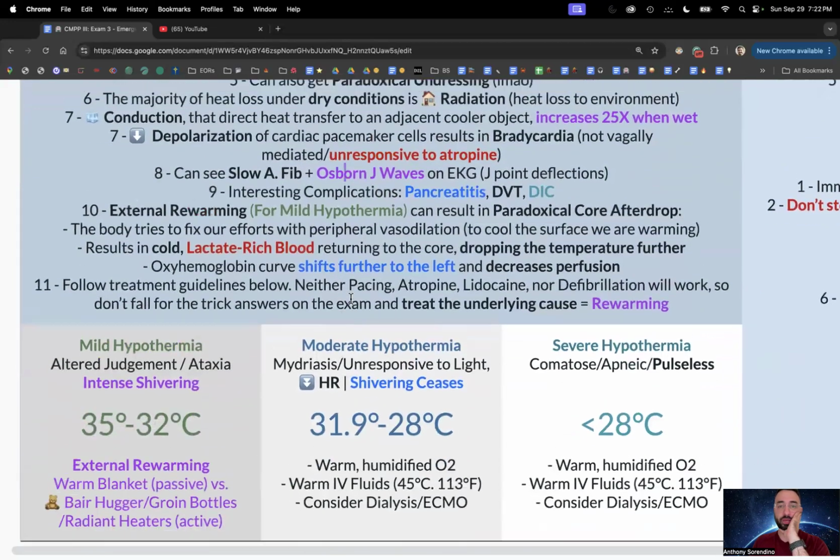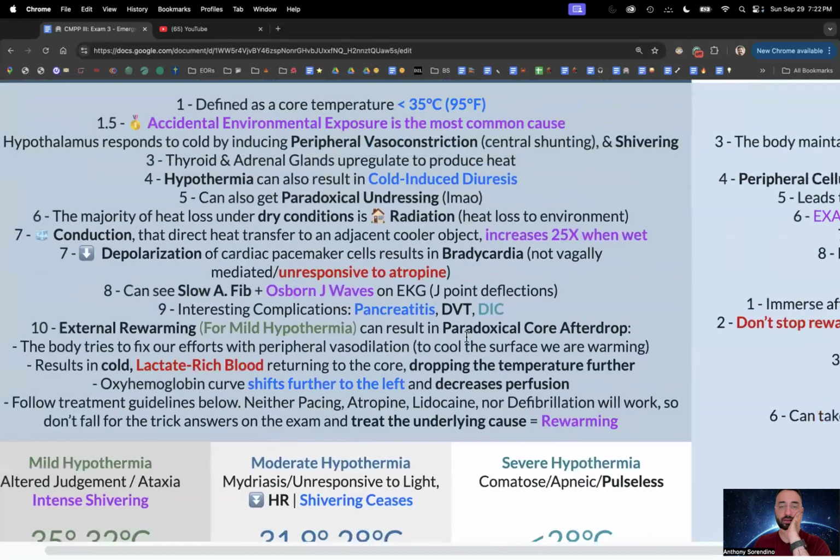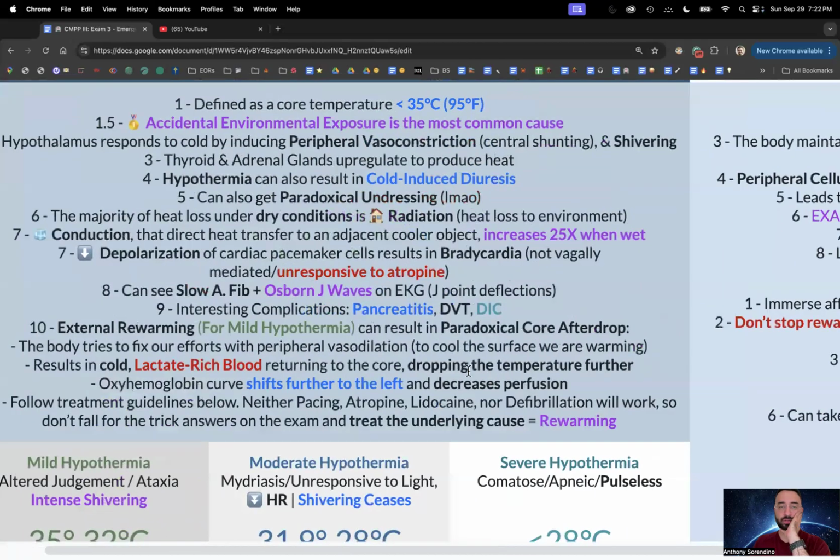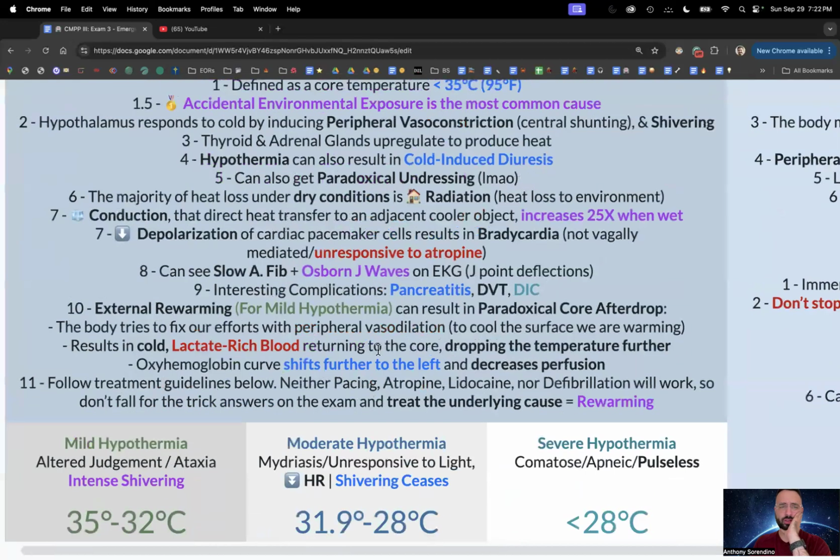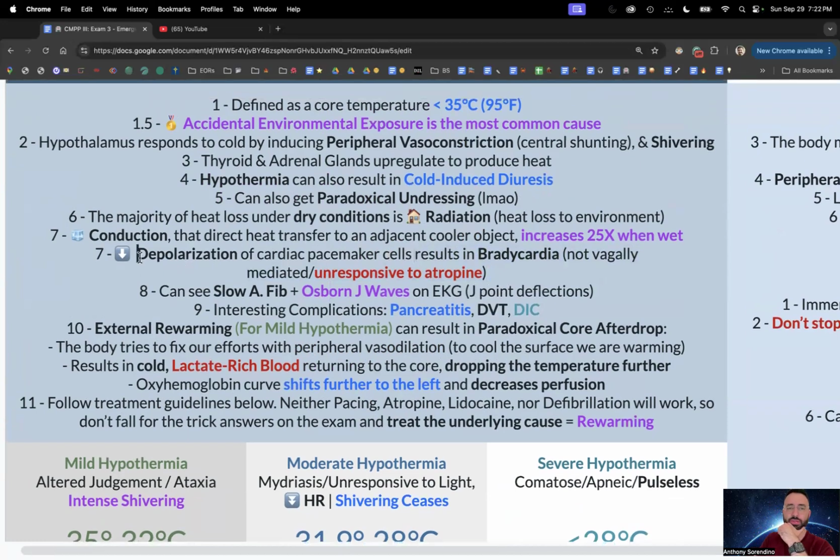External rewarming can cause this paradoxical core temperature afterdrop. The body tries to fix our efforts with peripheral vasodilation, which drops the temperature even further, so watch out for that. Know that this affects the heart. I think that's definitely good to know as well. There's decreased depolarization of cardiac pacemaker cells.